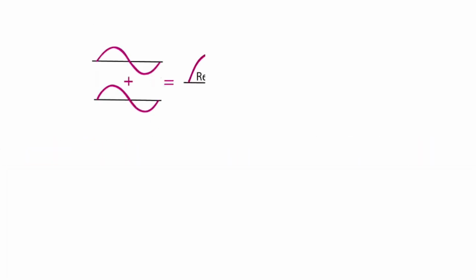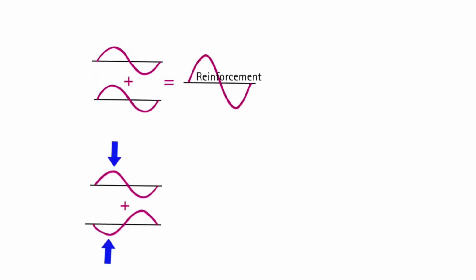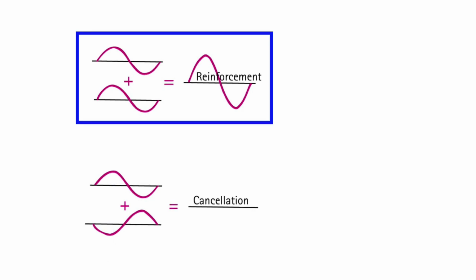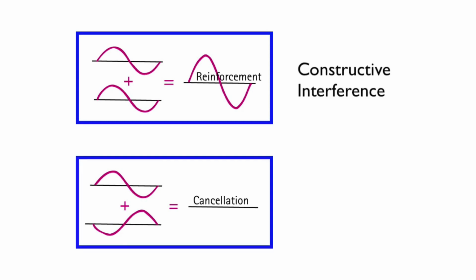Waves can overlap. When that happens, the highs and the lows can build upon each other. Or they can align in such a way that they balance each other out. When they build upon each other, this is called constructive interference. When they balance each other out, this is called destructive interference.